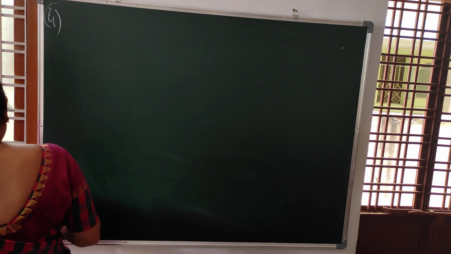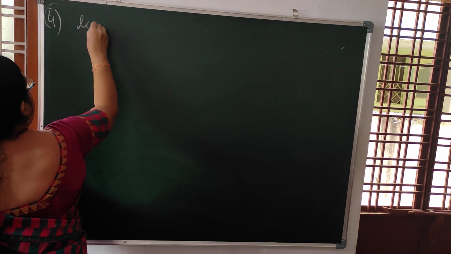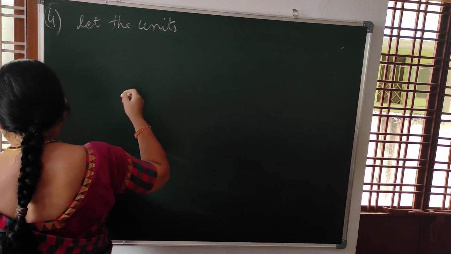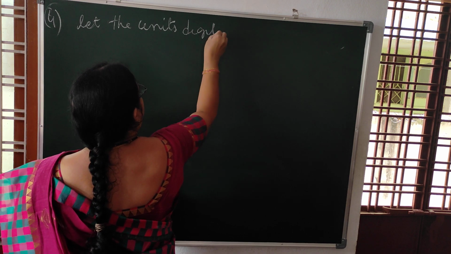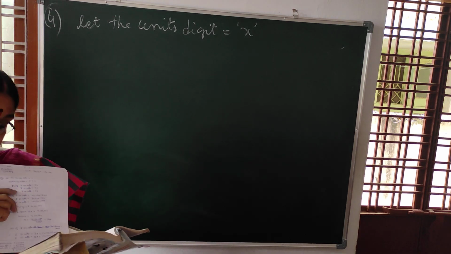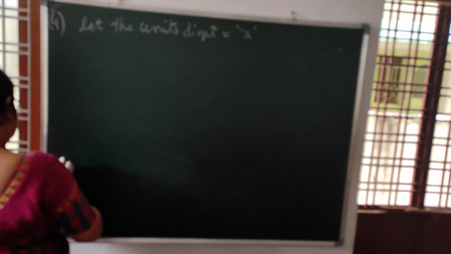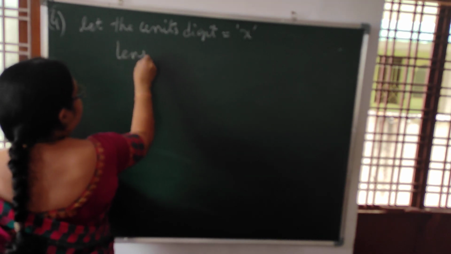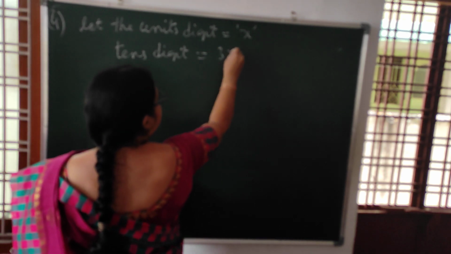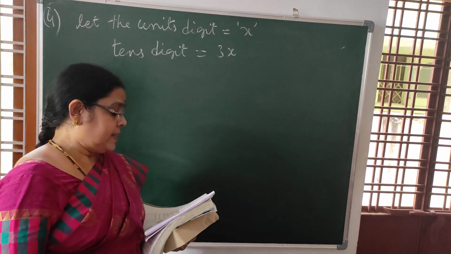Let the units place digit be x. Then what happened? The other digit is 3 times the units digit. So then tens digit becomes what? 3 times this. So this becomes 3x. That means units place digit is x, tens place digit is 3x.